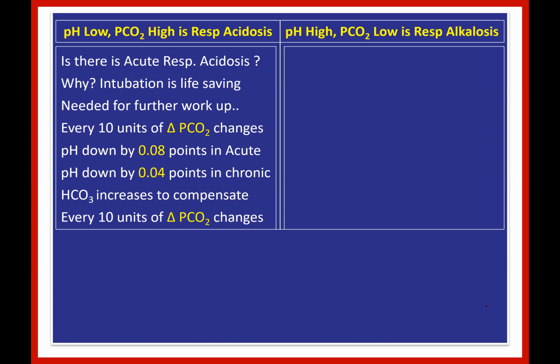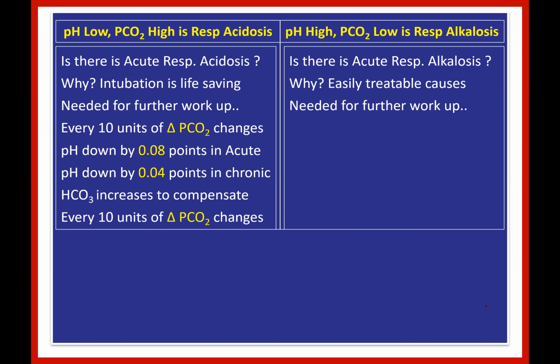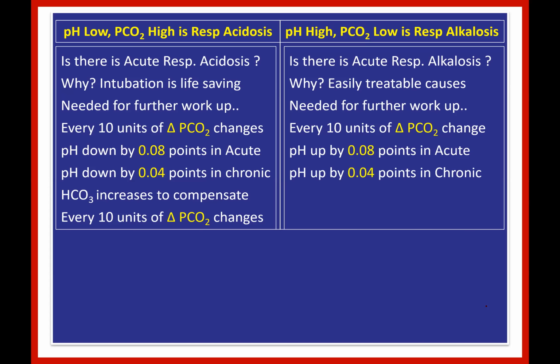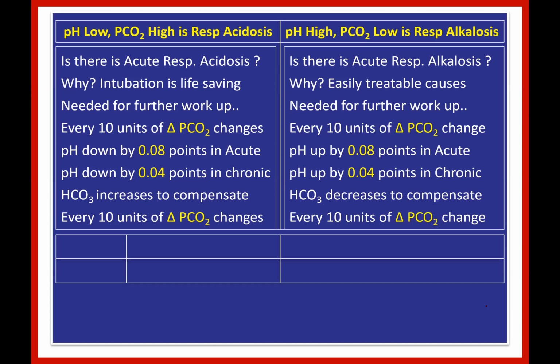In case of respiratory alkalosis, the pH is higher and the carbon dioxide is lower. And what are the causes? They are all treatable causes and need further workup. For every 10 units of delta PCO2 departure from the normal 40, it is 0.08 in acute and 0.04 in chronic. And look at the bicarbonate compensation. Now we have the fourfold table.